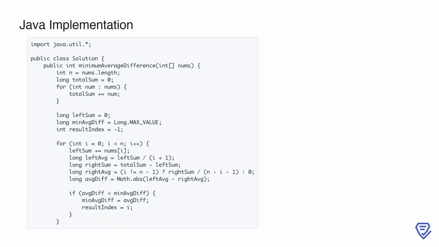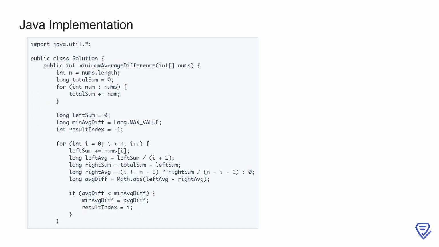In this implementation, we first import the necessary Java utilities and define the solution class. The core method, minimumAverageDifference, takes an integer array nums as input. The goal of this method is to find the index where the absolute difference between the average of the left and right subarrays is minimized. We start by calculating the total sum of all elements in the array using a loop. This total sum will help in computing the right subarray sums efficiently later on.